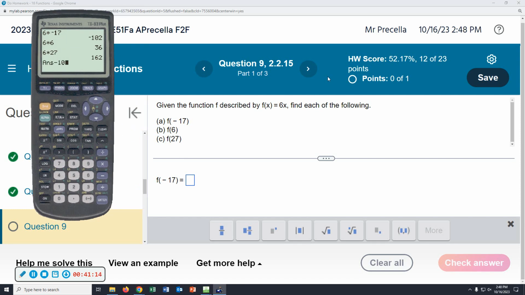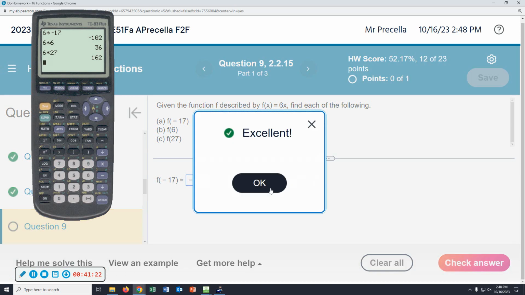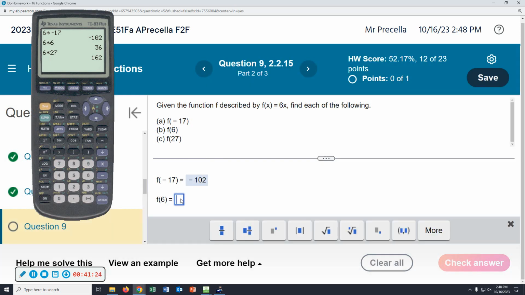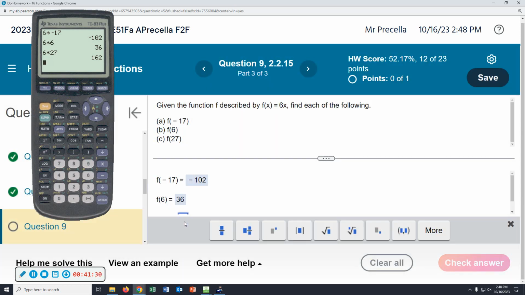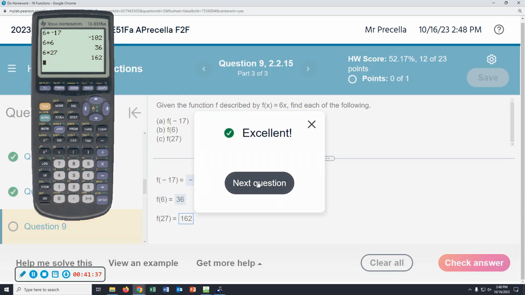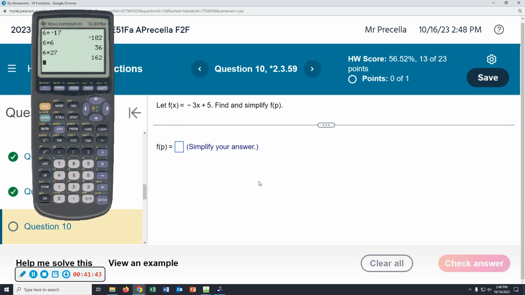Negative 102. Oops. Still working on my calculator. Negative 102. 36 and 162 moved down. Are y'all caught up? Any questions?